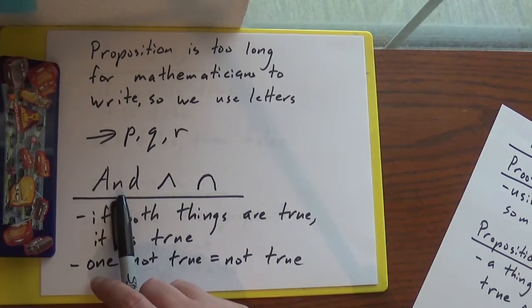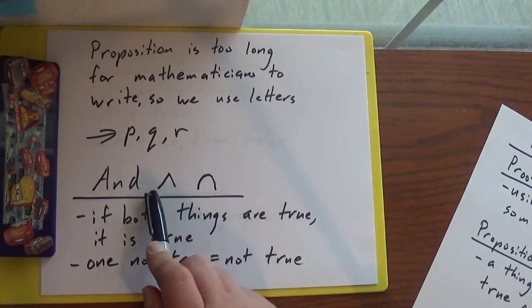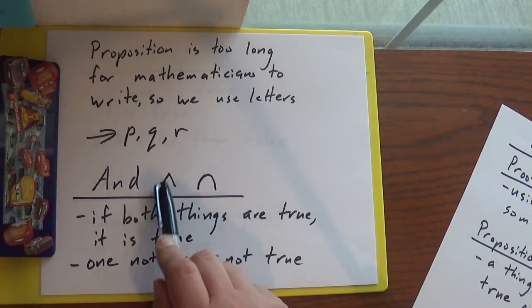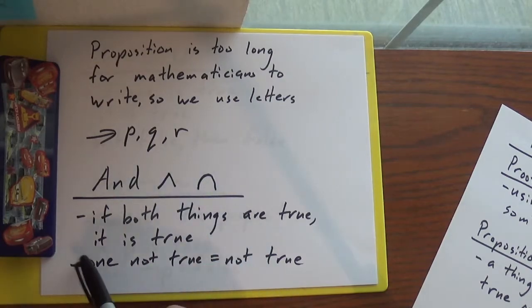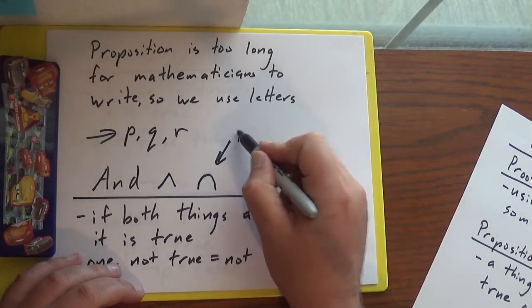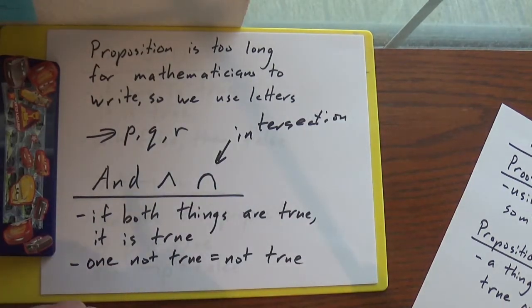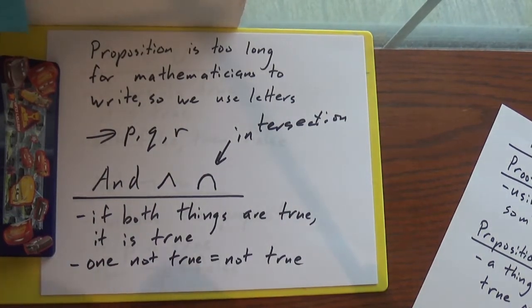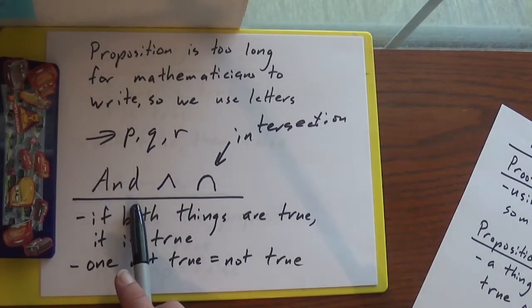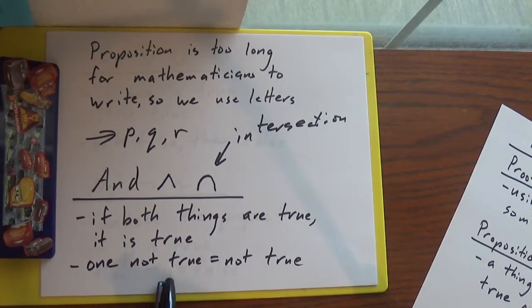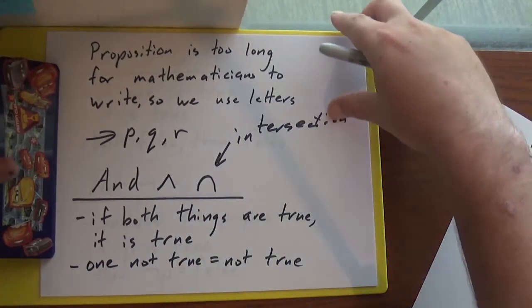We've got and statements. So and means that both things have to be true. And this little symbol kind of looks like an A without the little crossbar. You can use that symbol, and sometimes this symbol is used. This is a symbol for intersection, but I've seen both used. So basically an and statement, if both things are true, the whole statement is true. And if one of them is not true, then the whole statement is not true.